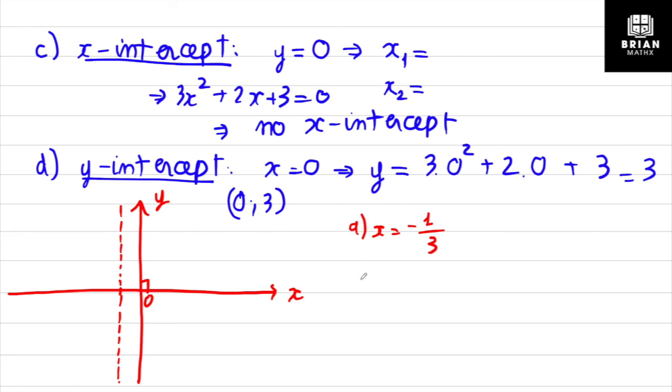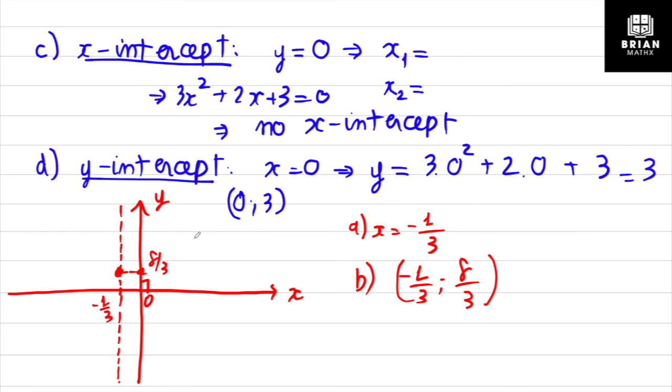The second step will tell you about the vertex: negative 1 over 3 and 8 over 3. So this is negative 1 over 3, the x coordinate, and for example here is 8 over 3, the y coordinate. So the point is in this position.